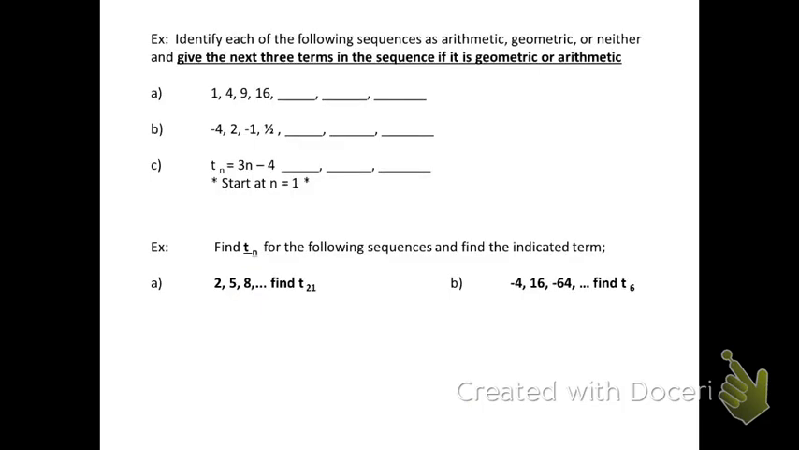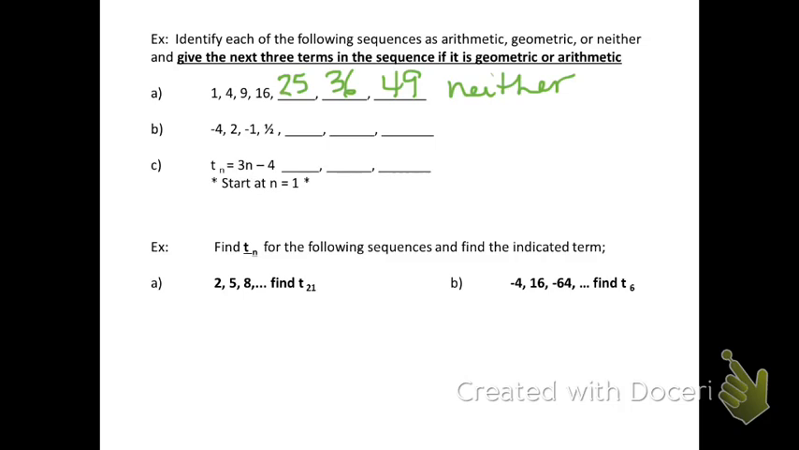So in this example here, we're being asked to identify whether the following series is arithmetic, geometric, or neither, and give the next three terms in the sequence. So when we look at the first one, we see that it's the squares. The next values would be 25, 36, and 49. This is neither geometric or arithmetic. We're not adding or multiplying by the same value.